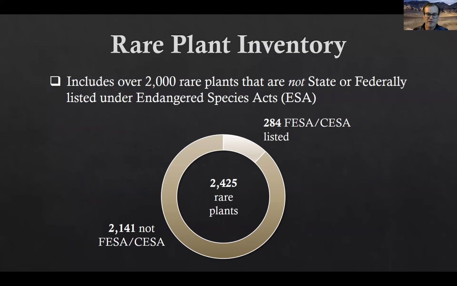And very importantly, the inventory includes over 2,000 rare plants that are not state or federally listed under the Endangered Species Act. And so the process of the status reviews and including plants in the inventory can help provide protections for these over 2,000 plants that otherwise may not receive them as not being officially listed under the Endangered Species Act.